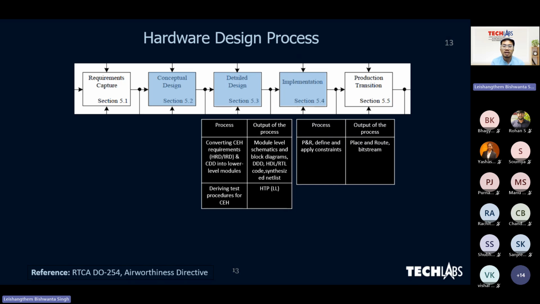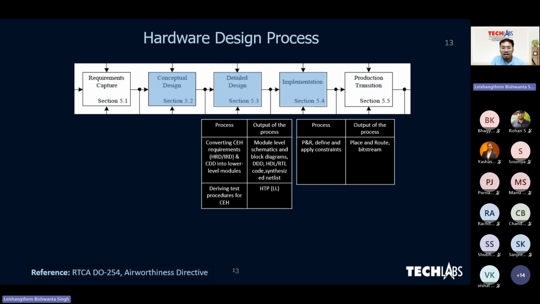And then finally, as a part of your output from this process, you'll have the placement routed netlist and the bit stream. During this whole process of requirement capture, conceptual design, detailed design, and implementation, an iterative and parallel supporting process will also be going on: the validation and verification process, configuration management, and the certification management. We'll talk more about it in the next slide.